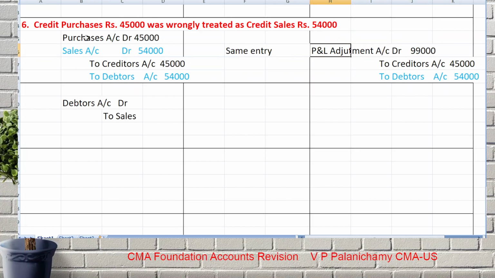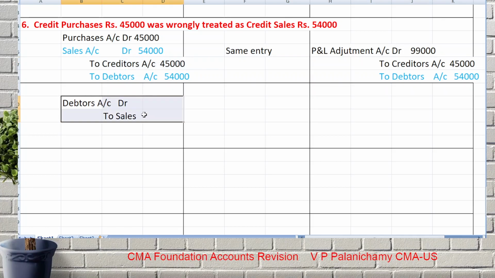So in the place of nominal account, we use which account? P&L adjustment. No need to debit twice. Do not put P&L adjustment. Once again I repeat. What is the correct transaction? Credit purchases. What is the entry? Purchase account debtor to which account? Creditors account.